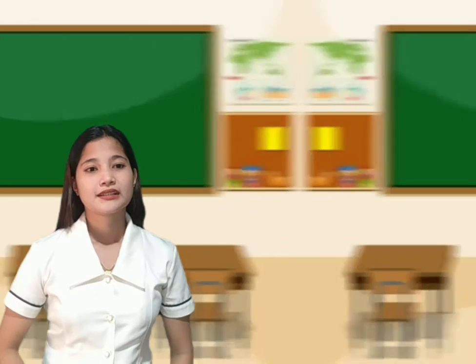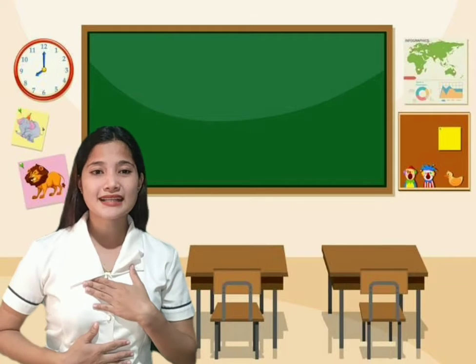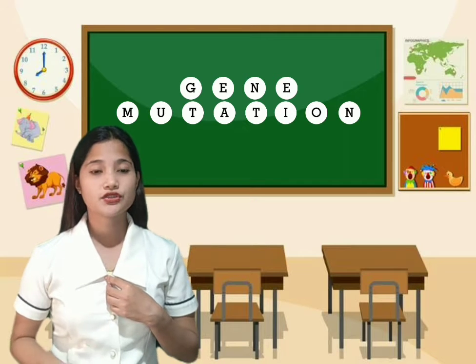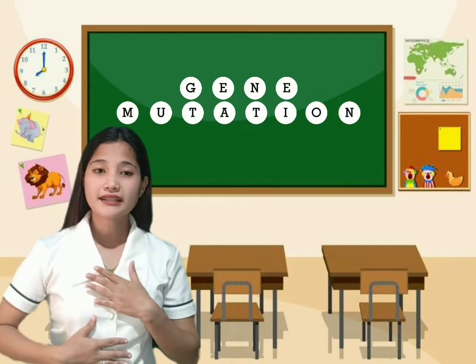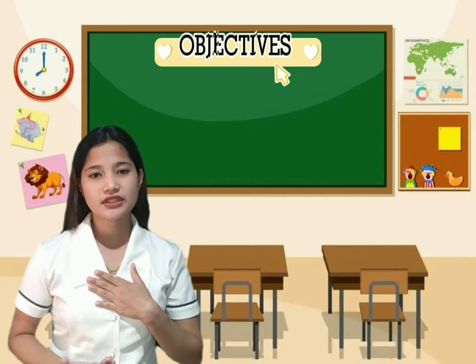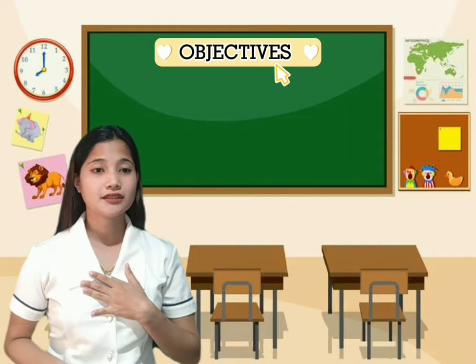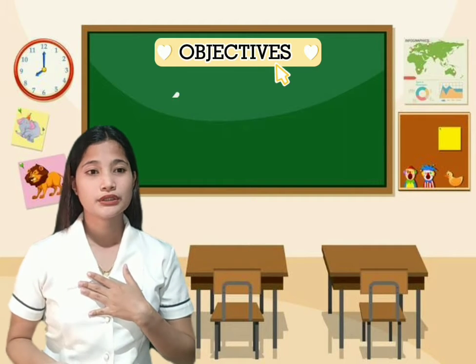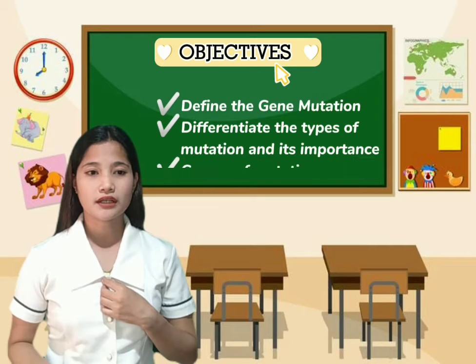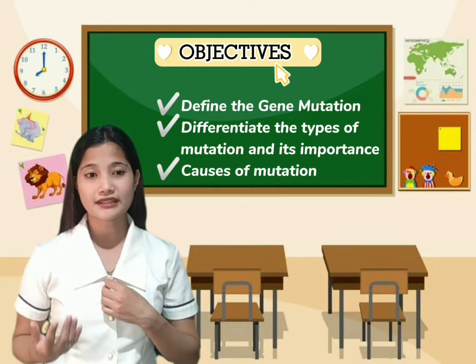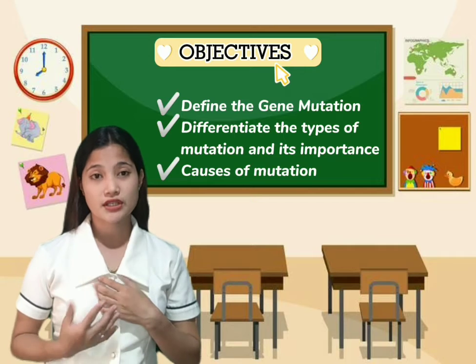Amen. Today, we will be discussing with you another topic in science. This is all about gene mutation. But before that, let us look into the objectives of today's session. At the end of the lesson, you are expected to define gene mutation, differentiate the types of mutation and its importance, and causes of mutation.